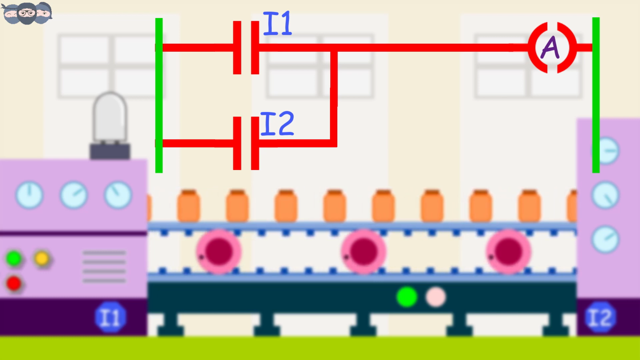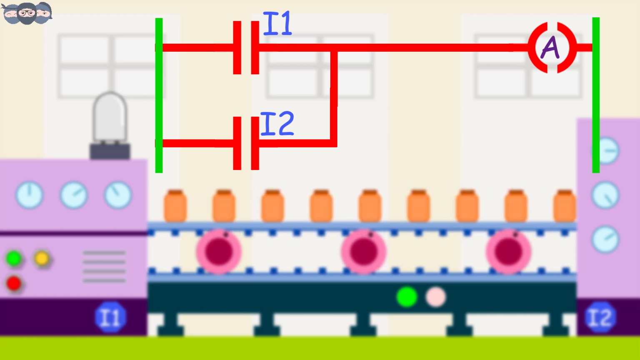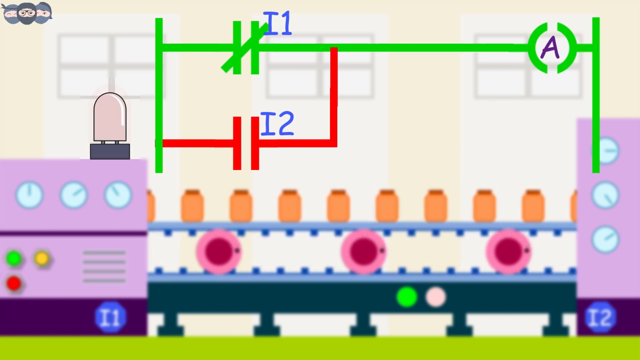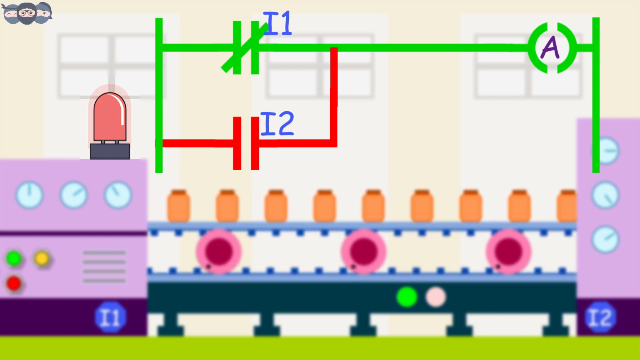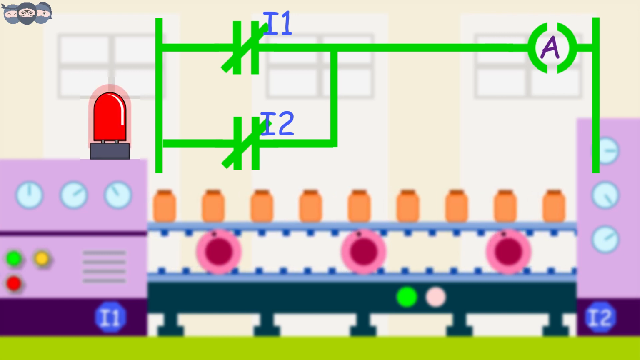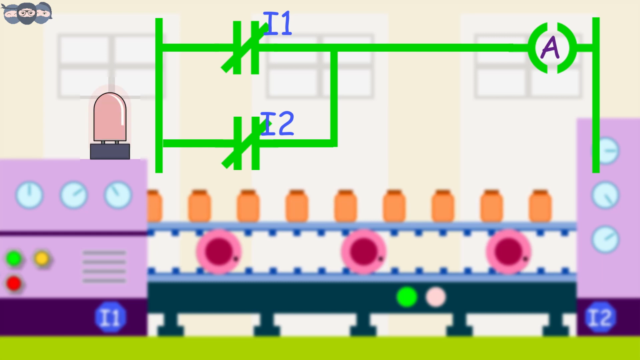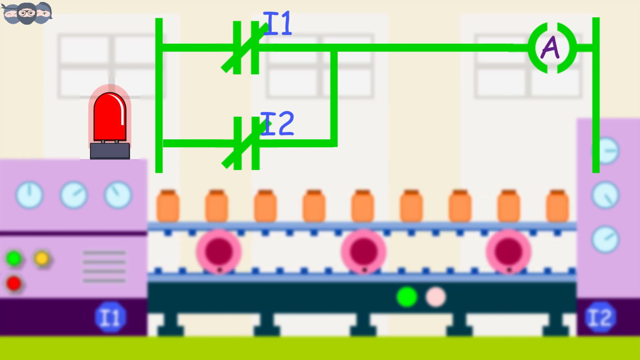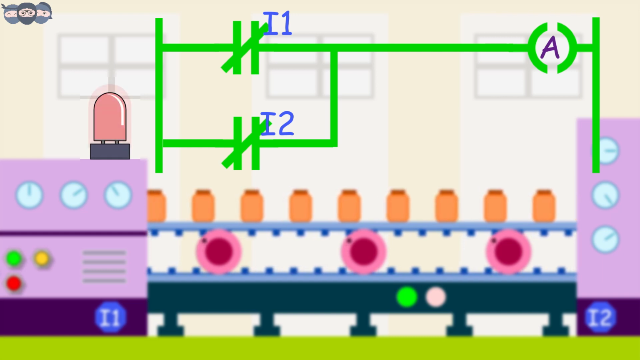Let us visualize what happens when any of these machines stop. The NO contacts turn NC even if any input gets activated. This completes the rung and the alarm goes high. Thus, we have implemented the first part of the question and also understood how to implement OR logic.